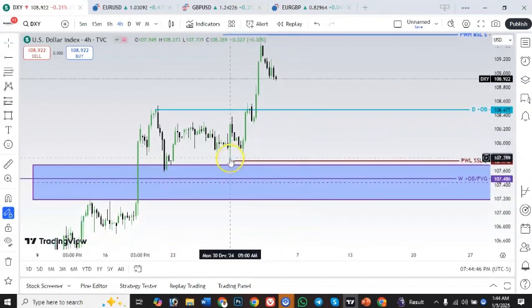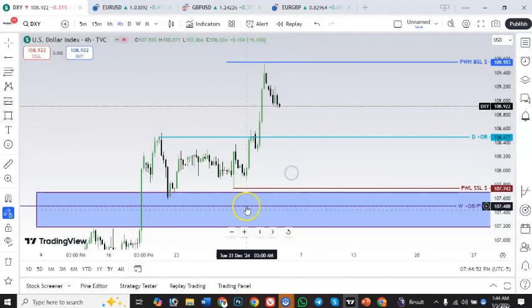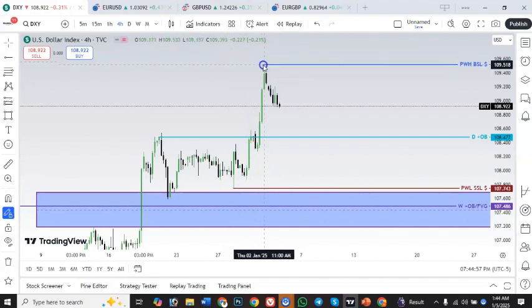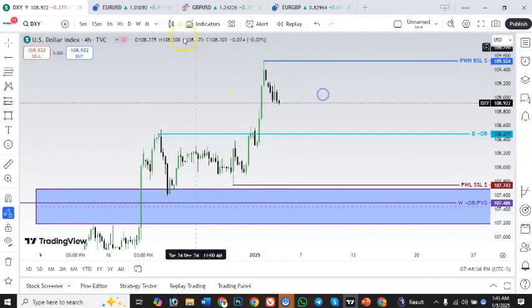Some people will think it is a market structure break to the downside. We are not taking it like that. Smart money doesn't take it like that. That's when we will buy it. This is DXY. So whatever I'm doing on DXY, I do the opposite on EU and GU. That is how it always works, right?